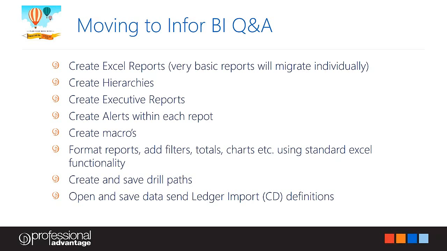We will also need to create all executive reports and then the alerts and macros within those reports as they are added components. And you can then use Excel standard functionality to apply your formatting, your subtotals, create charts, etc. You can also run result analysis across those reports, like breakout and expand, and save those drill paths. And you'll also need to open and save your ledger import definitions to be able to do ledger sends into SunSystems.